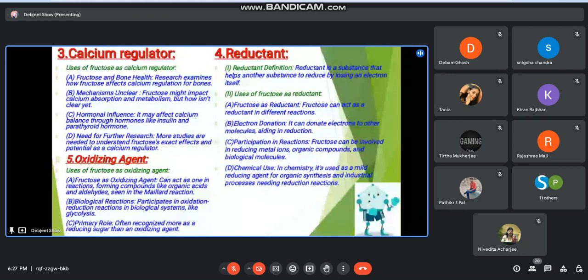Need for future research. More studies are needed to understand fructose's exact effects and potential as a calcium regulator.